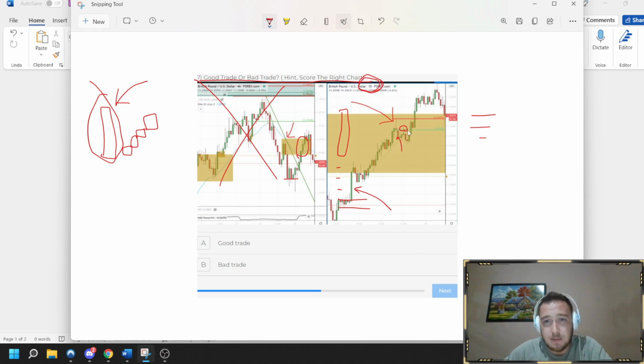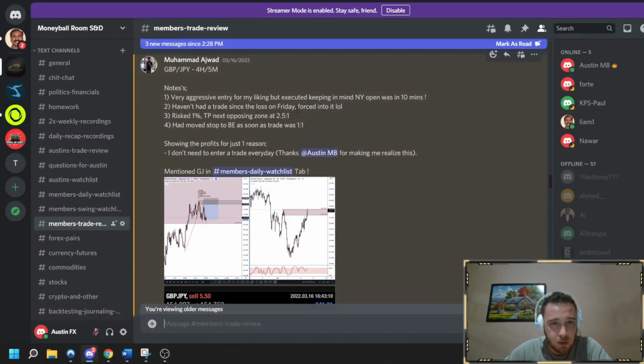We never got a momentum line break. We never got trend lines breaking. We never saw zones being removed. We never had a strong imbalance. These are all things that make a good trade. Okay? So let's get into an example of what I want to see. Let's go over to this trade example.